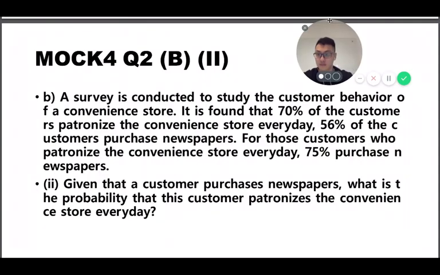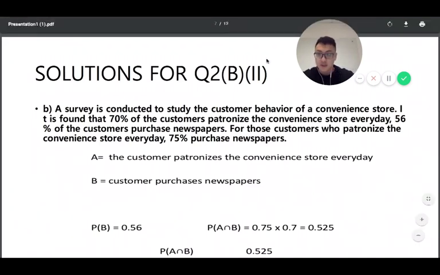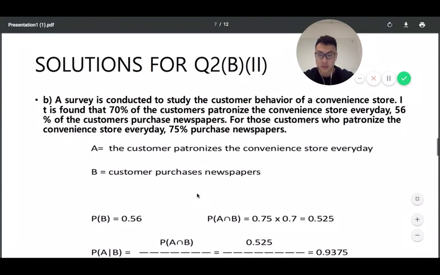I'm Alex. My question is question 2B, the second one. Given that a customer purchases newspapers, what is the possibility that this customer patronizes the convenience store every day? So this is a question about conditional possibility. Still, the event A, the customer patronizes the convenience store every day, and the event B, customer purchases newspapers.